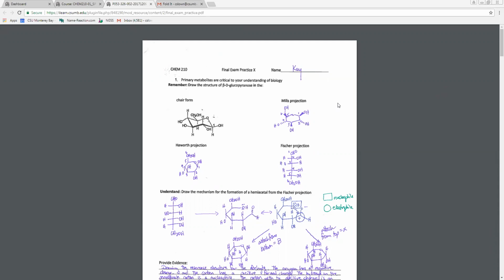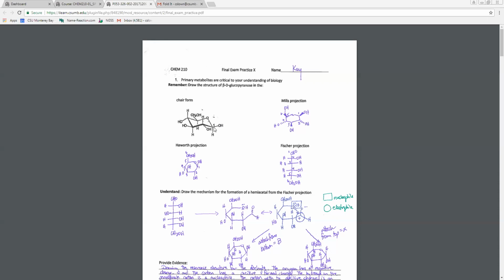methods of representing sugars. There's the Mills projection, which uses wedges and dashes to represent up and down. There's the chair form that shows up and down as well as axial and equatorial. And then there's the Haworth projection that simply shows up and down, but without using wedges and dashes, only using straight lines. So I think one of the most important things that you can do is number your carbons. That's critical if you're going to be able to successfully complete this exercise.